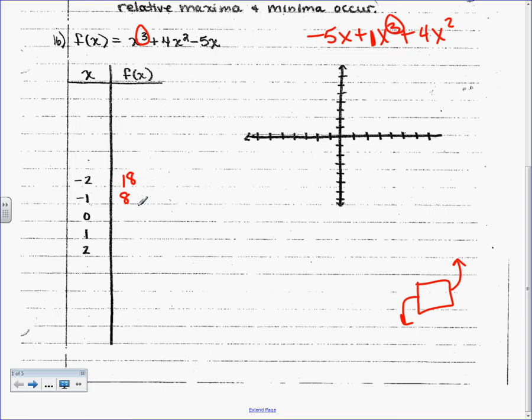0, well, you could do that. What's 0 give you? 0. 1 gives you 0 as well, if you take your time and plug it in. 2 is going to give you 14. So everybody get that I plugged it in and you would do it if I hadn't have done it for you. Okay? Let's go by 2's on our graph.